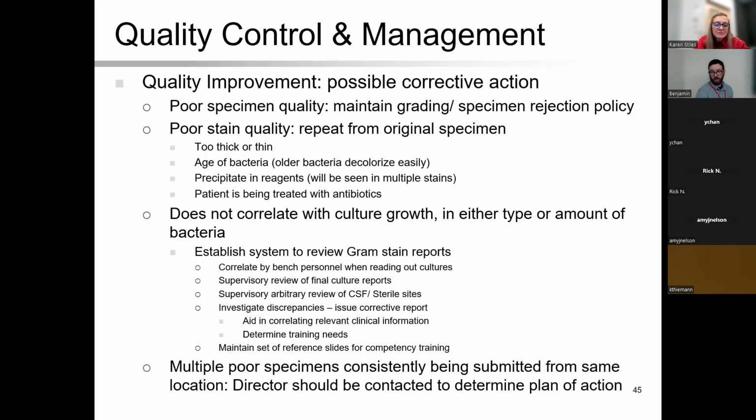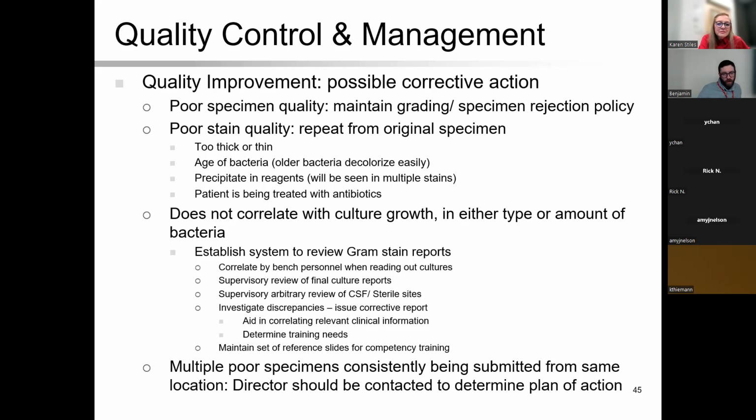So there should be a system to review gram stain reports. A lot of times this is done on the bench by the bench tech. They're looking at the gram stain first, and then they're looking at the culture in correlation. Supervisory review of final culture reports will also often be looked at when the culture is finalized.